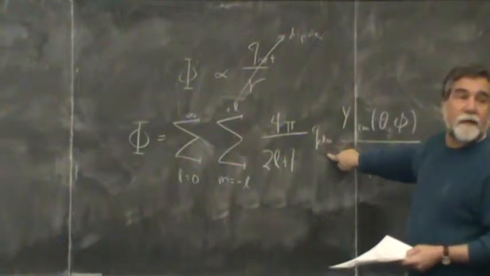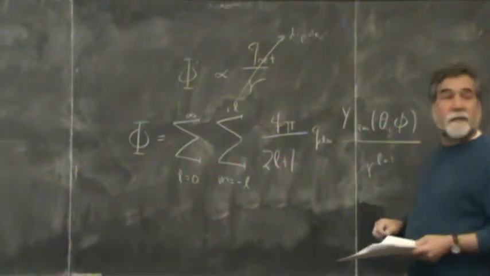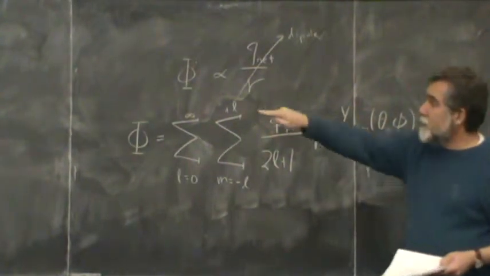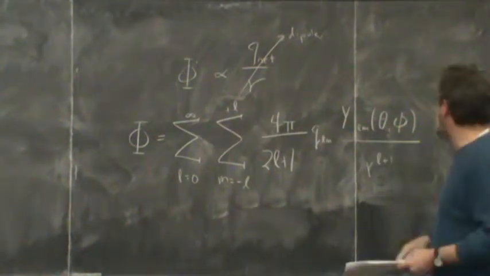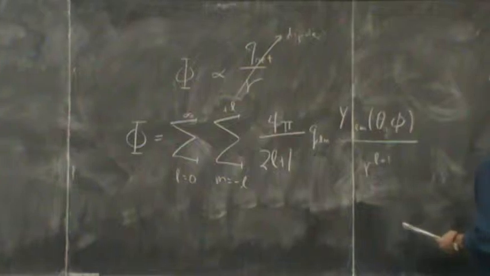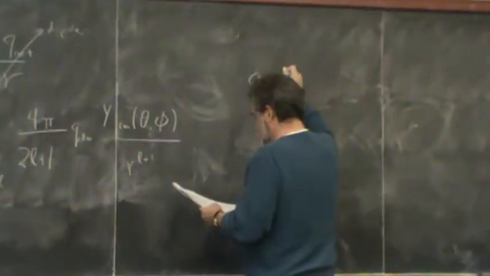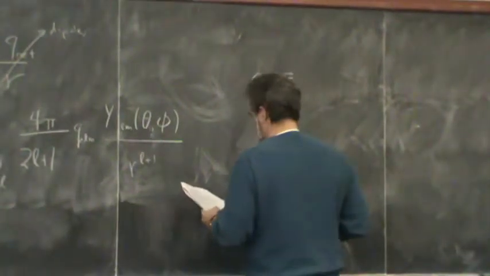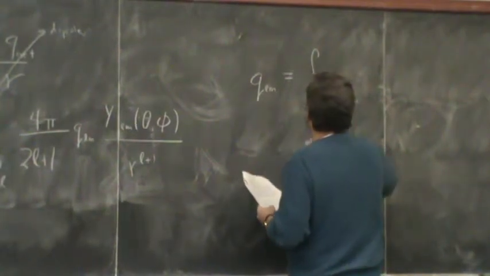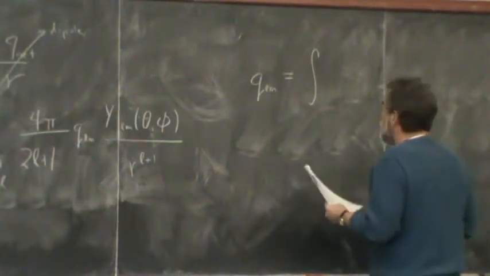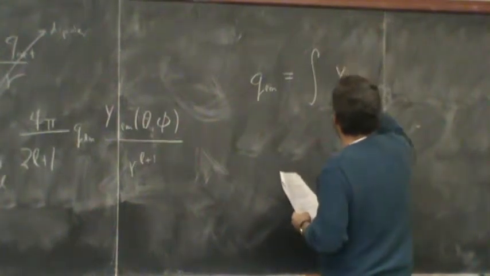I want to find out what these coefficients are. These coefficients depend upon the charge distribution that I actually have over there. So the Q sub Lms are a volume integral, but I'm not going to write it all out.